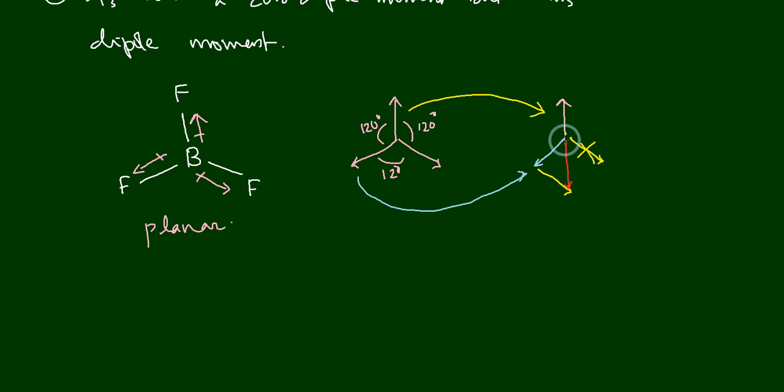So, the vector sum of these two vectors: one vector is in this direction, another vector is in this direction, and the sum of these vectors will be from here to here. So what is the vector sum of these two, the blue vector and the yellow vector? The sum of the blue vector and the yellow vector is the red vector.